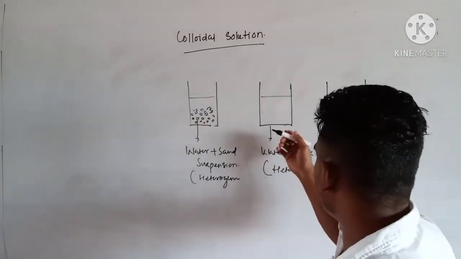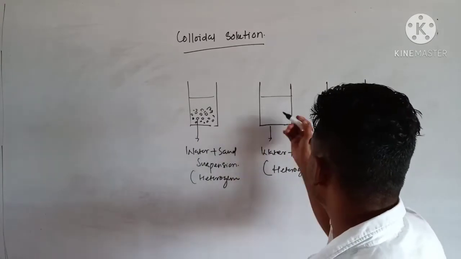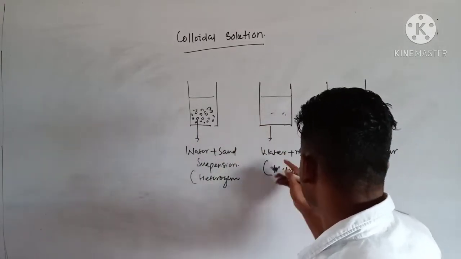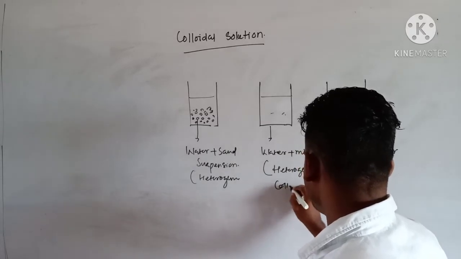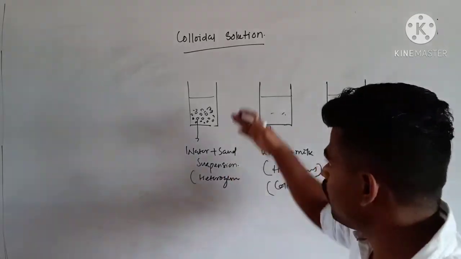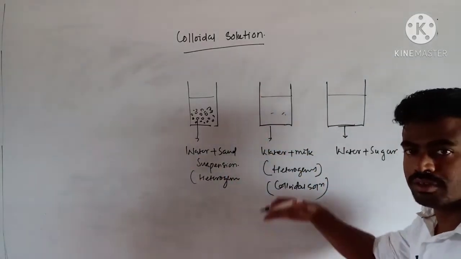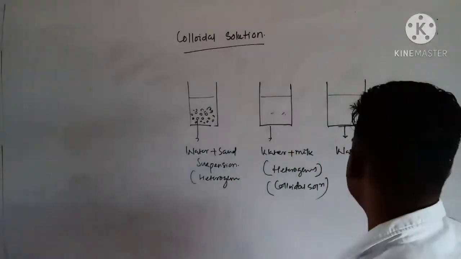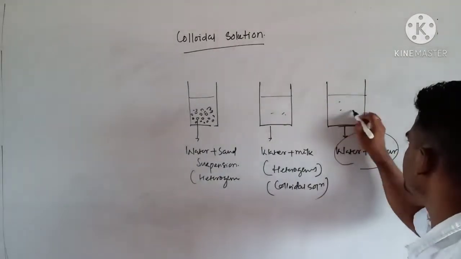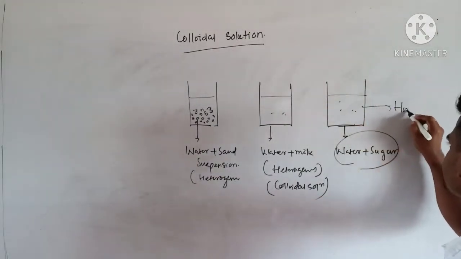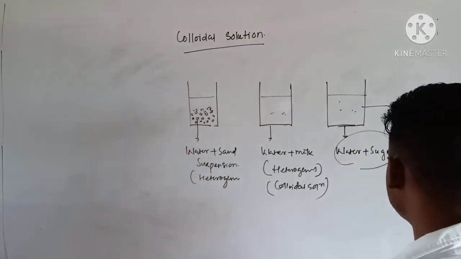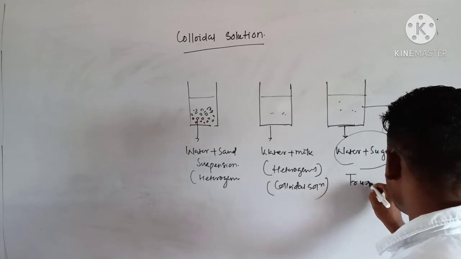So here water plus milk, this type of solution is known as an example of a colloidal solution. I will tell you the difference in properties of the three categories. And water plus sugar, sugar completely dissolved in water, this one is homogeneous. That's why this solution is called a true solution.